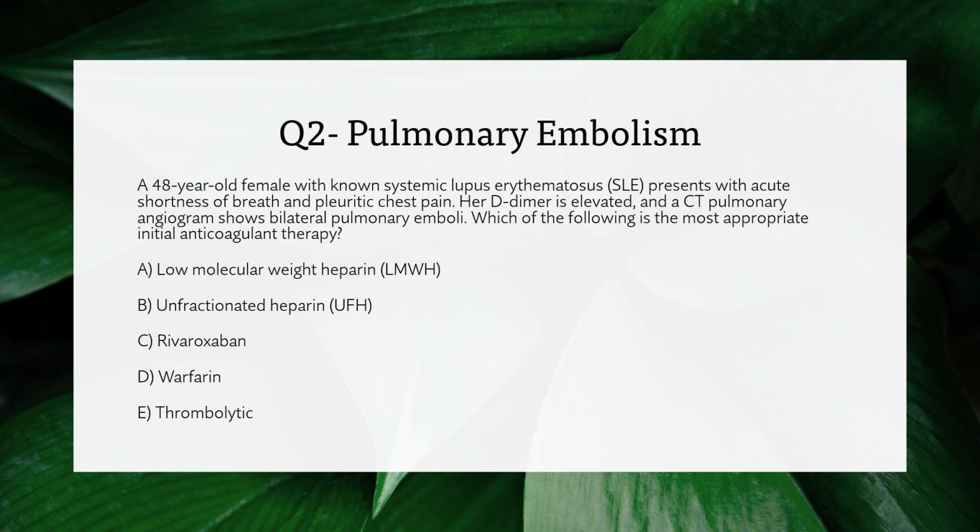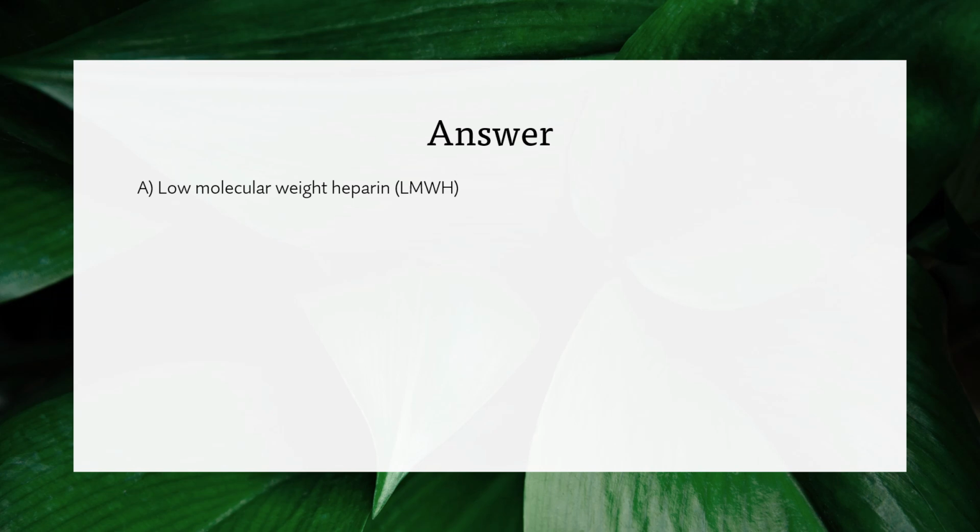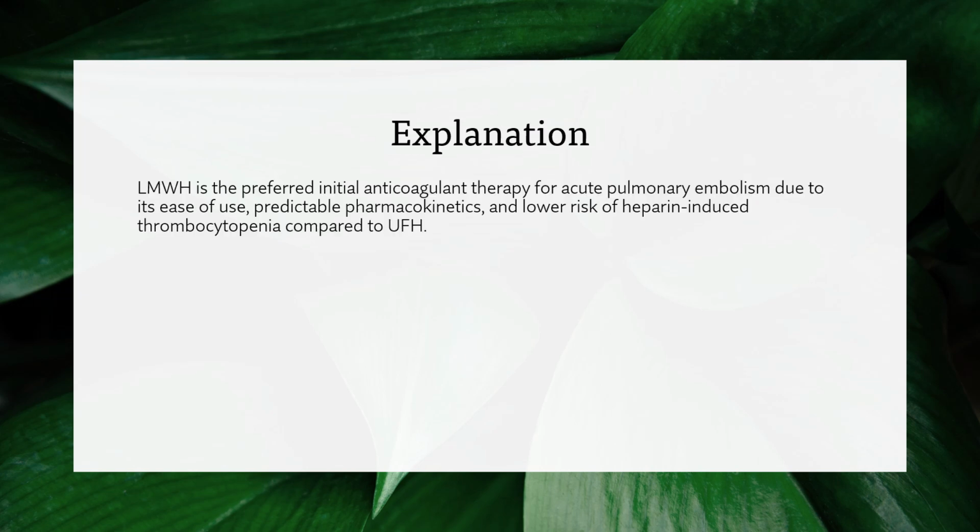Choice A. Low molecular weight heparin. Choice B. Unfractionated heparin. Choice C. Rivaroxaban. Choice D. Warfarin. And choice E. Thrombolytic therapy. Here is the answer. Answer A. Low molecular weight heparin. Here is an explanation. Please read the explanation yourself.